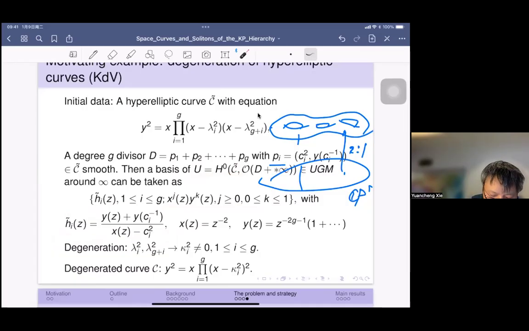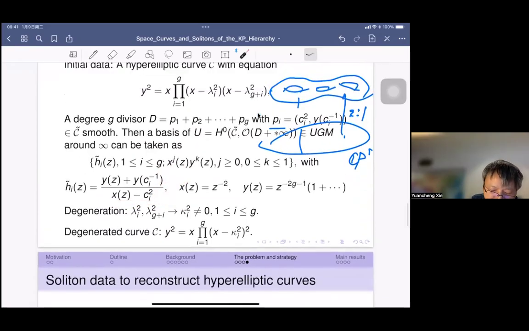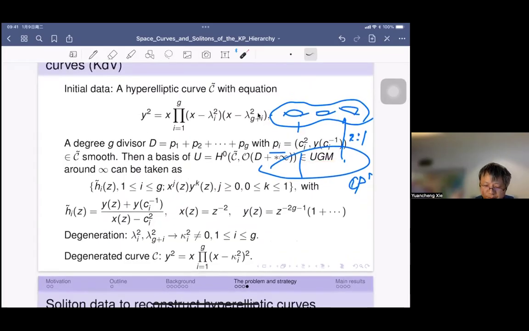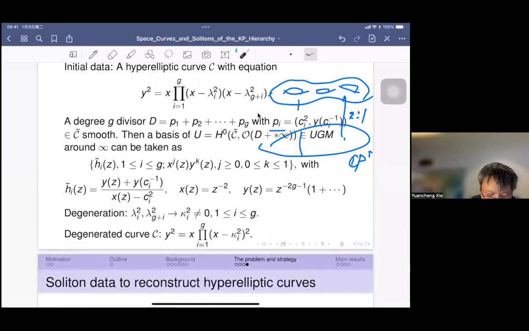And then, as I said before, we can expand all this in terms of powers of z to the i's, and there are coefficients, and these coefficients we can embed into the universal Grassmannian. Okay, that's a point in the universal Grassmannian. Now we make this degeneration. We make lambda_i squared and lambda_{g+i} squared go to the same number, kappa_i squared, which is not 0, because 0 is already a root of this. And then the degenerate curve will look like this.